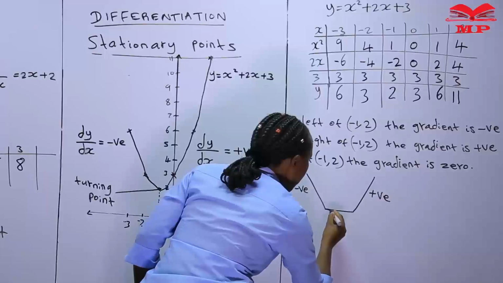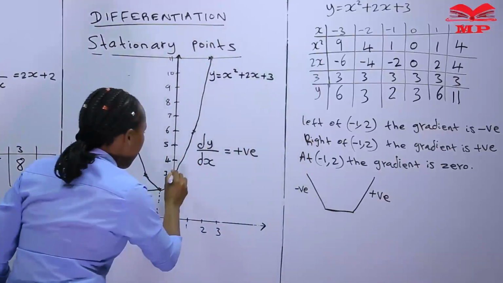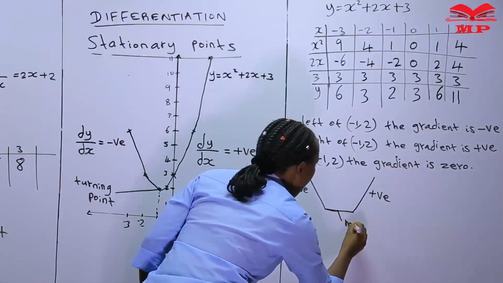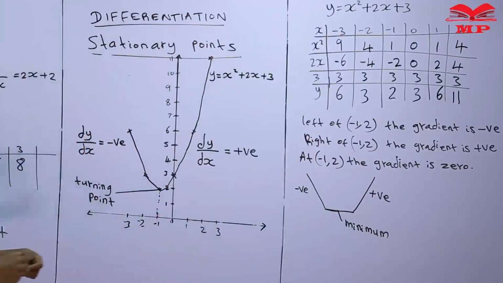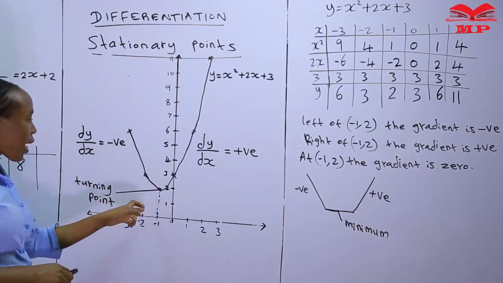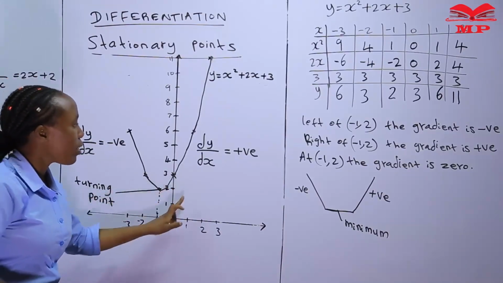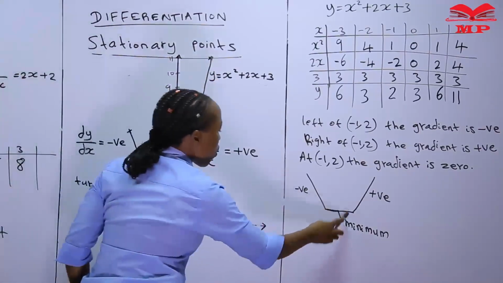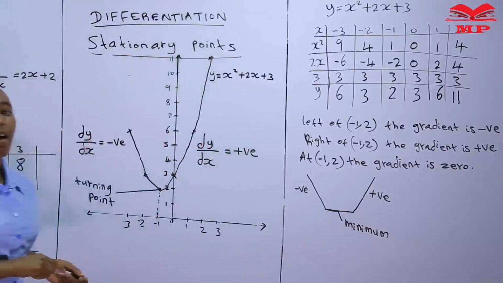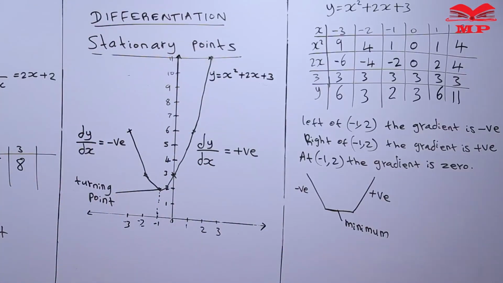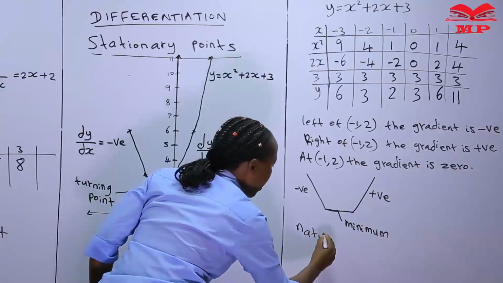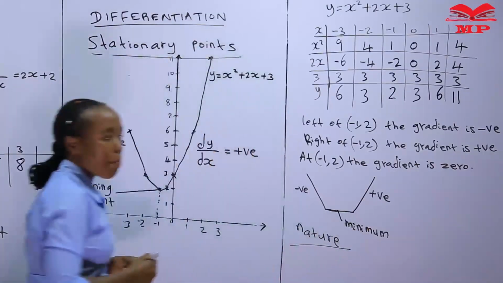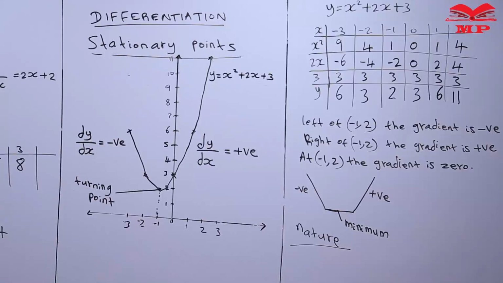So we have this one. This is the turning point here. We have a minimum, so our stationary point is a minimum. It can clearly be seen we have negative, stationary point, positive. And therefore, our curve will have the turning point and the nature of that turning point is a minimum. So that is one case.